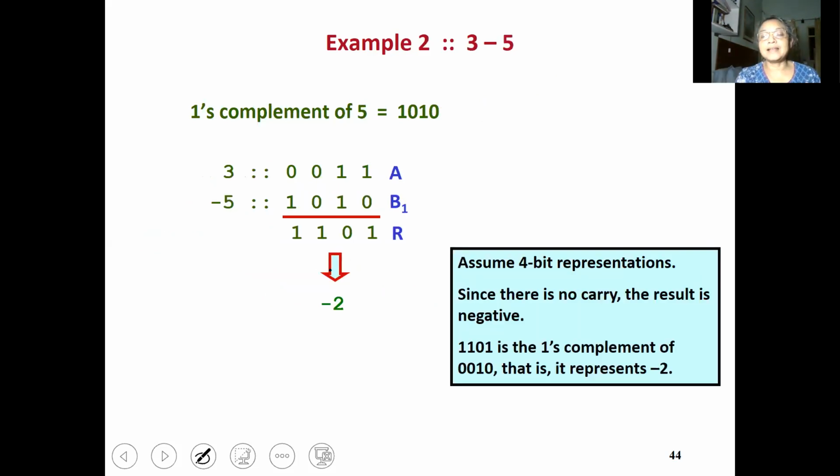Now let's take another example, 3 minus 5, whose result is negative. So this is the number 3, and this is the ones complement of 5. What is 5? 5 is 0101, and its ones complement is 1010. So put 1010. When we add, we get 1101. So carry out is 0. So we can say that this is a negative number and its ones complement gives us the magnitude of the corresponding positive number. What is the ones complement? It is 0010, that is plus 2. And therefore this number is minus 2.